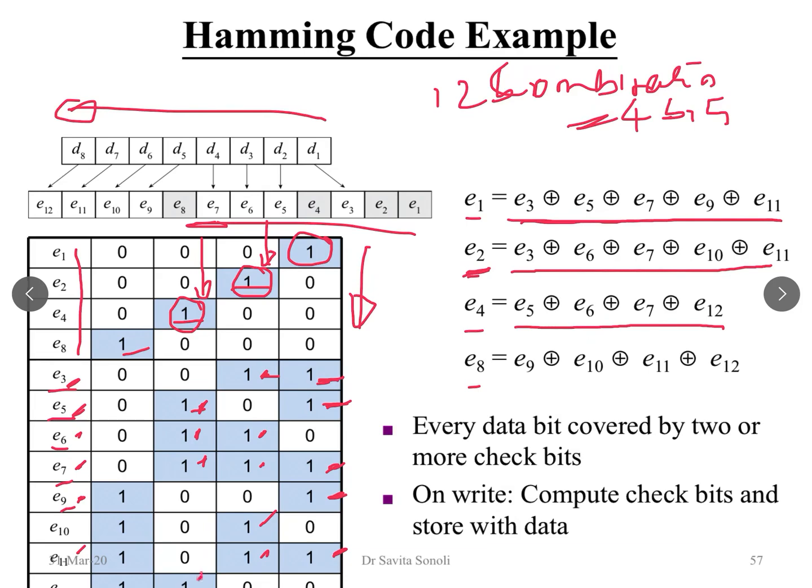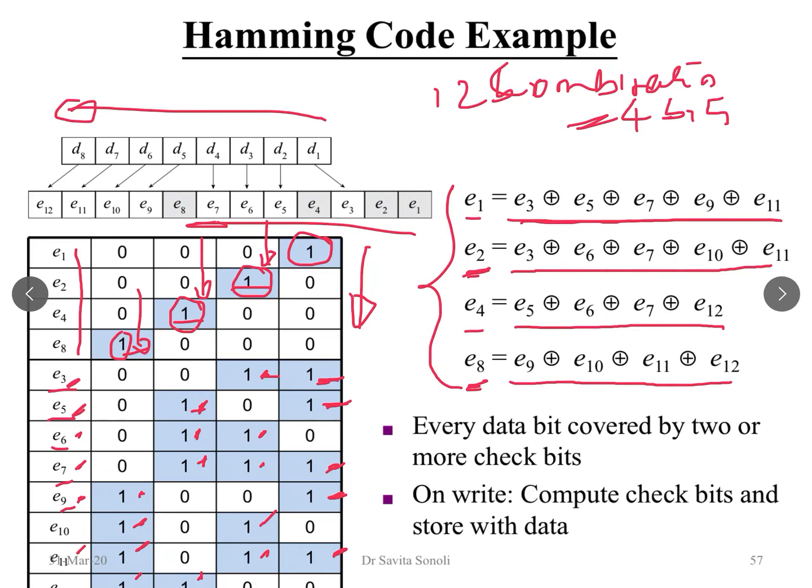Similarly, we are going to write it for E8. Now come to the fourth column here. So this is E8. Check the boxes where it is going high. So this one, this one, this one and this one, that is 9, 10, 11 and 12. So E8 is the XOR of E9, E10, E11 and E12. So thus we are going to write for E1, E2, E4 and E8.